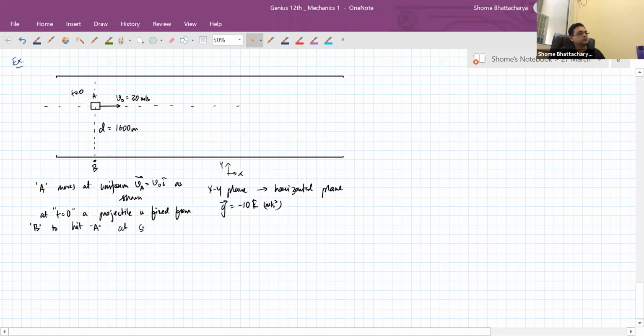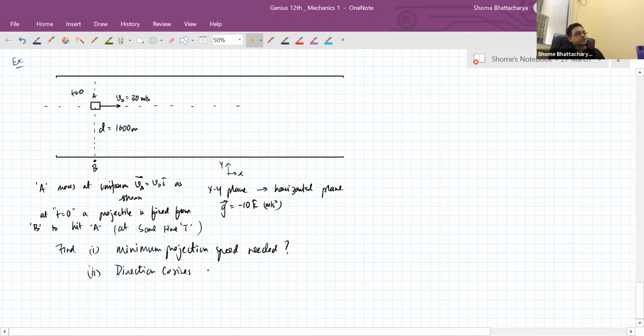At some time, capital T. So first of all, find the minimum projection speed needed and the direction cosines, that is cos alpha, cos beta, and cos gamma, for the projection velocity with respect to the xyz axes, for u being minimum.